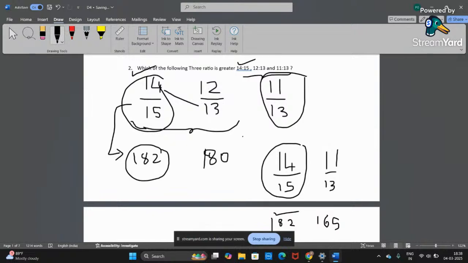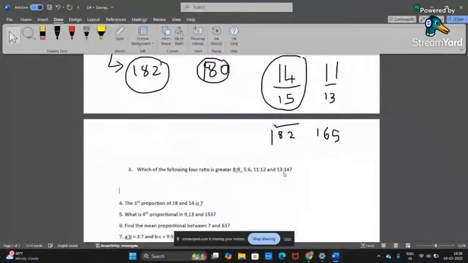If they ask for the smaller one, what do we have to do? We have to take the smaller one. In between these two, 180 is the smaller. So this one we take and compare with the other one. Again, we cross multiply and find out which one is greater or which one is smaller. Okay, we'll move on to the next one.